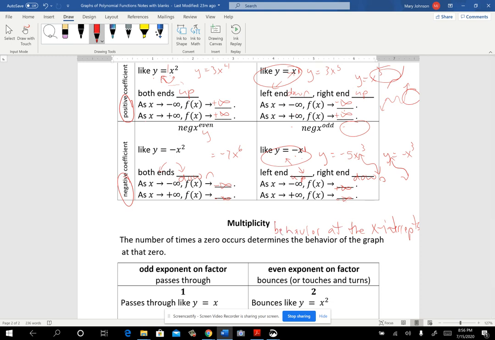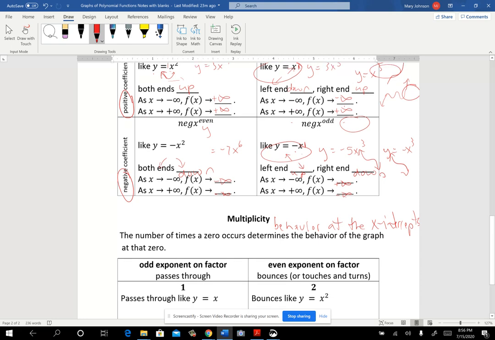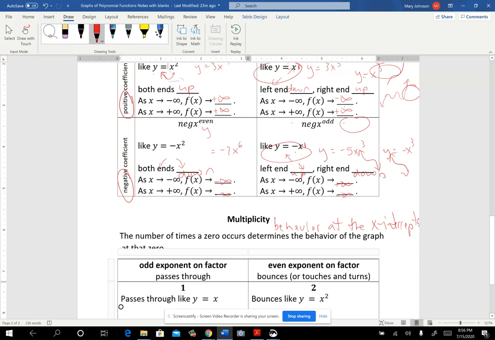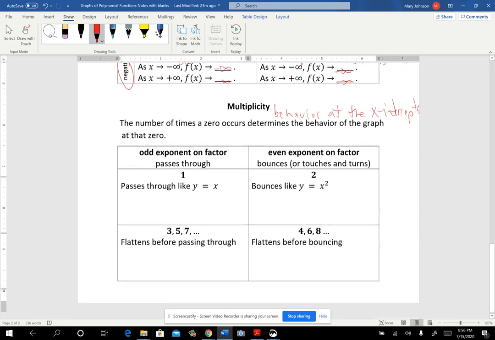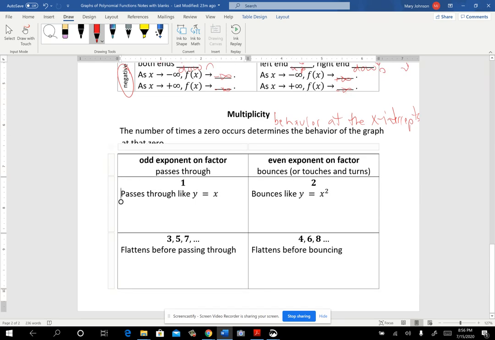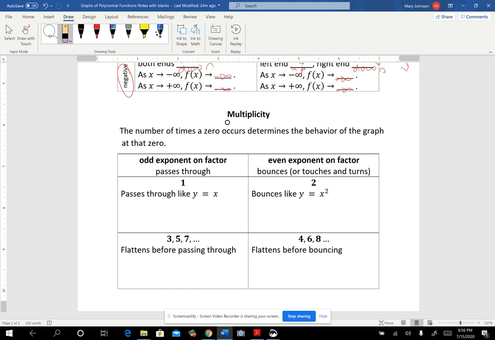Okay, so it's the behavior at the x-intercept. This is going to be kind of fun when we do it. The multiplicity is really the number of times the zero occurs, and it determines the behavior of the graph at that zero or at that x-intercept, okay? I've already stated that.